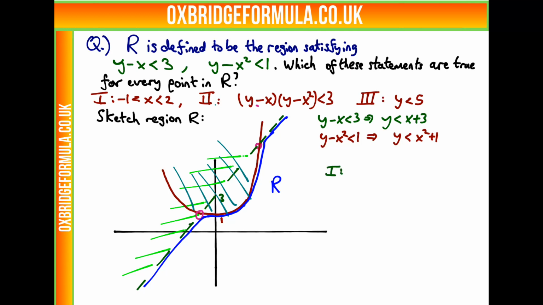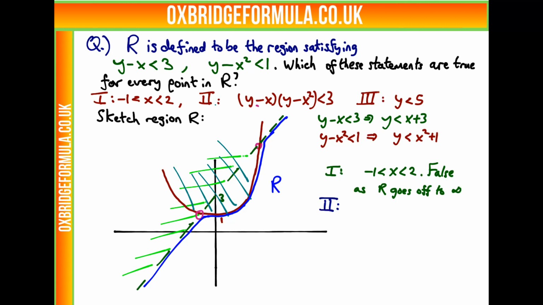Statement 1 is saying x is between minus 1 and 2. That's saying x must be between two fixed values. This seems false, as we can just choose a point really far to the right, as our region R just goes off to infinity. There's no real restriction on the end limits of R. So 1 is false.